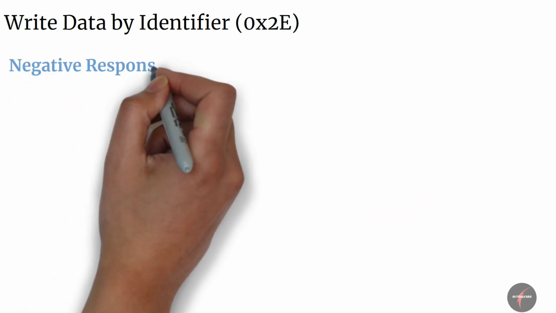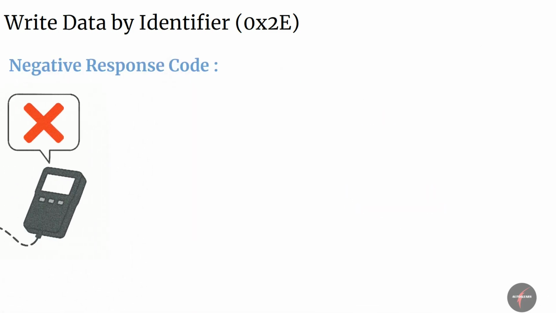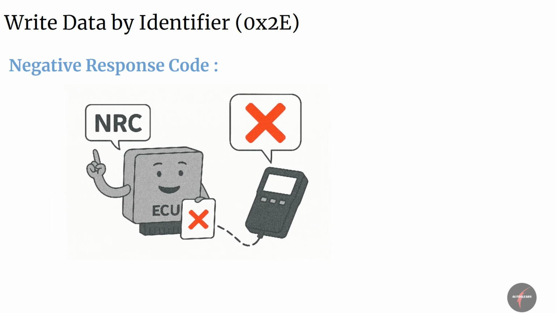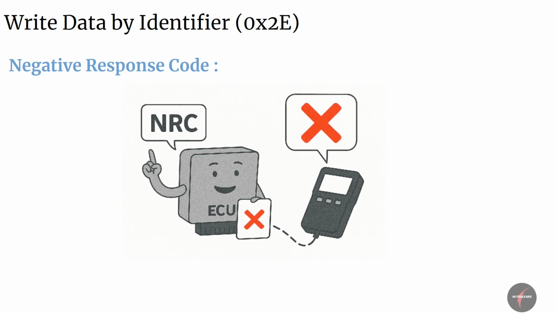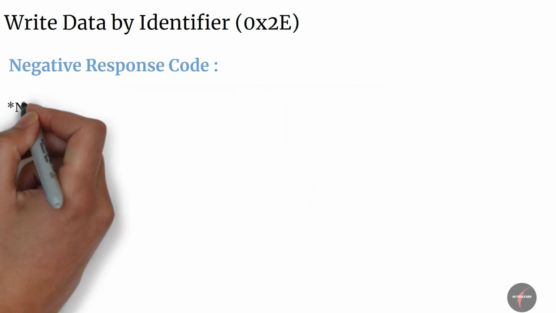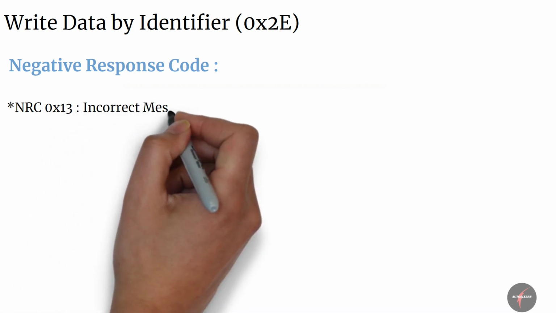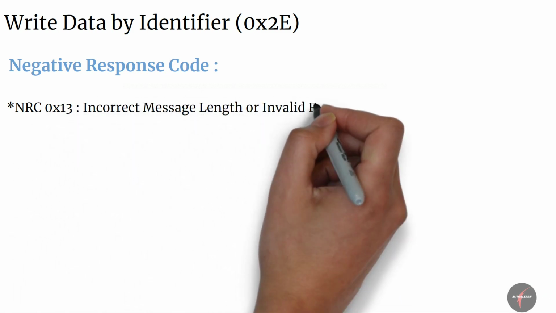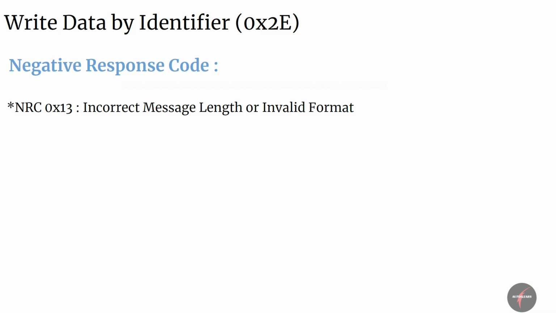Negative response codes. If the request fails, the server will send a negative response. This includes a specific code called a negative response code or NRC. Here are some common NRCs. NRC 13, incorrect message length or invalid format. This means the message was too short or badly structured.